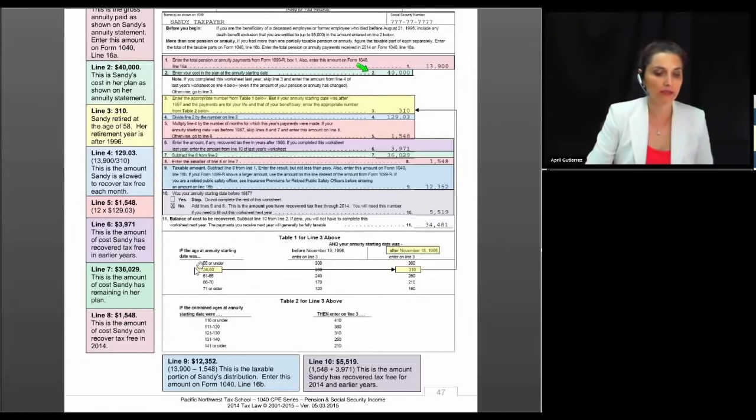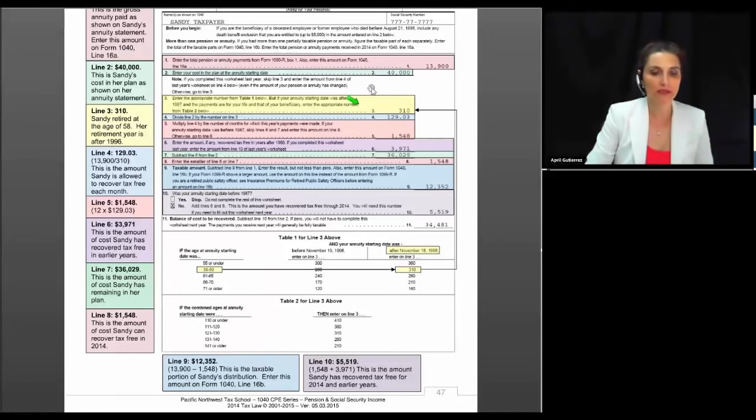And we go down to the table at the bottom of the sheet, and it says here, if your annuity starting date was after November 18, 1996, and you are not married, find your age at the annuity starting date, which is the date that she retired, and she retired at age 58, and follow the line across. And when you do that, you get 310. So 310 is brought up to line 3 and entered there.